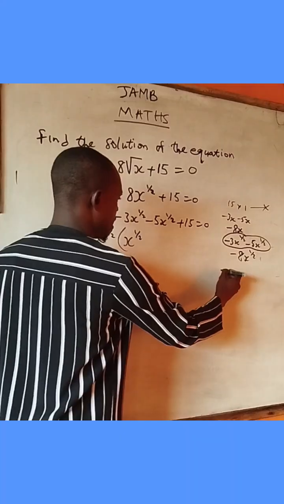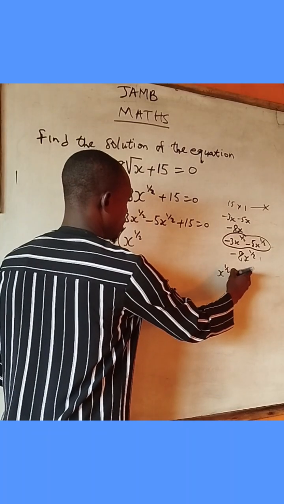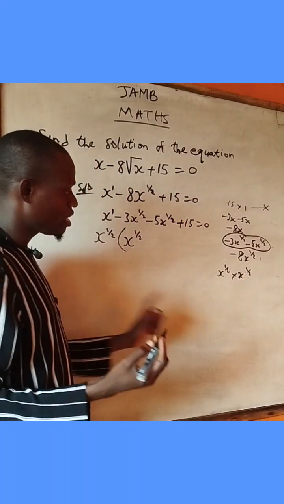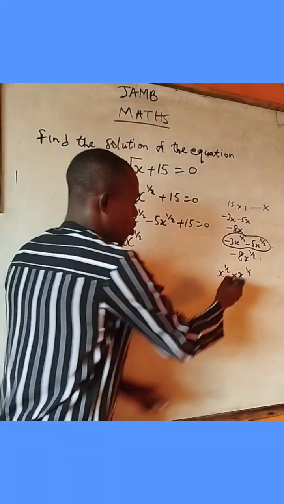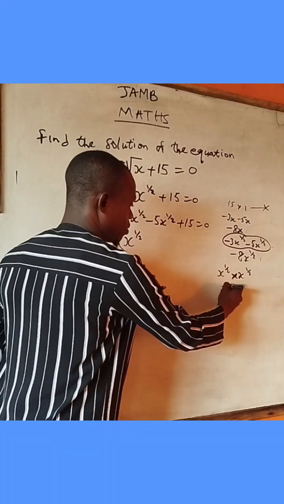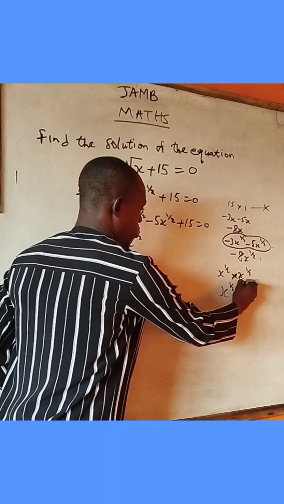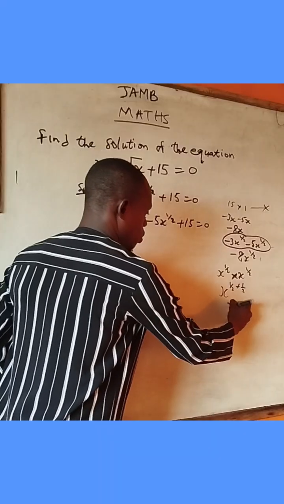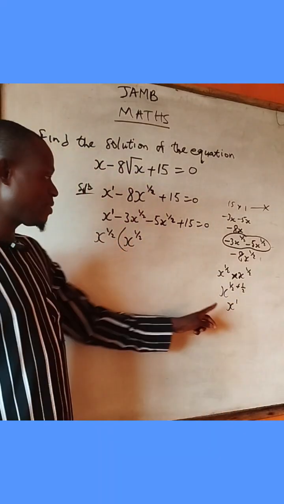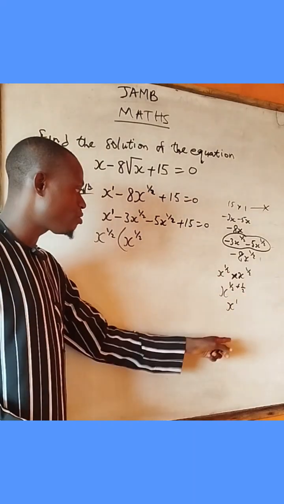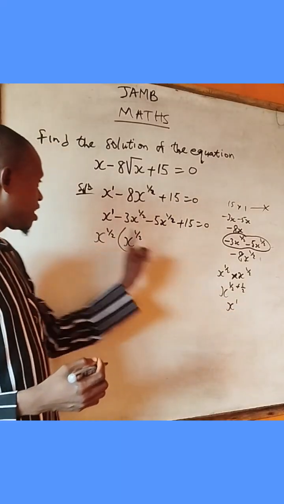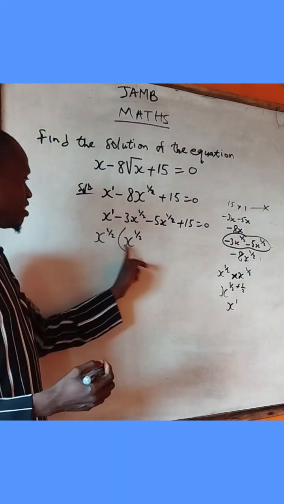How? Something like this. x raised by 1 over 2 times x raised by 1 over 2. According to the law of indices, these times we change to what? Plus. So I'm going to have 1 over 2 plus 1 over 2. We all know that half plus half is 1. So this one is equivalent to this. So it means this one is correct.